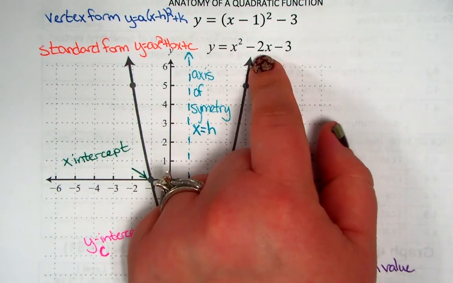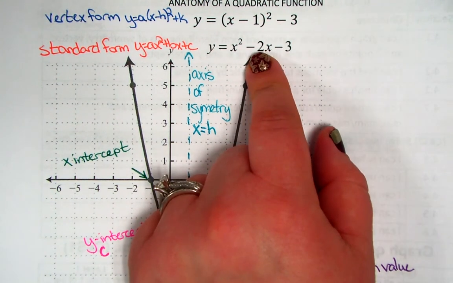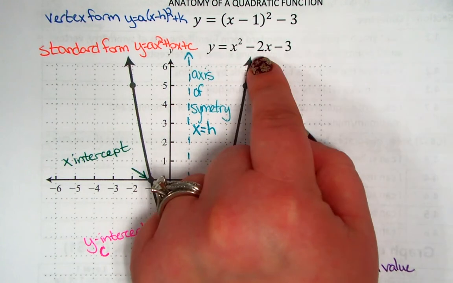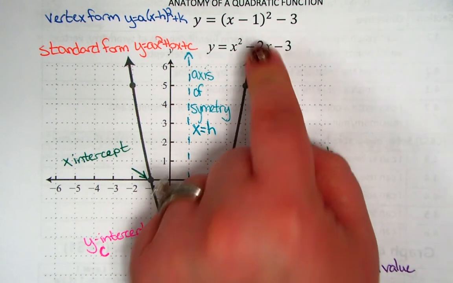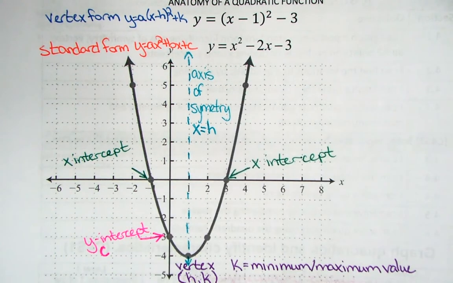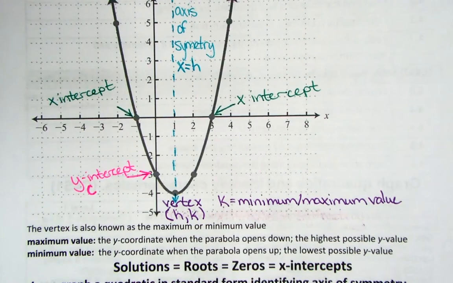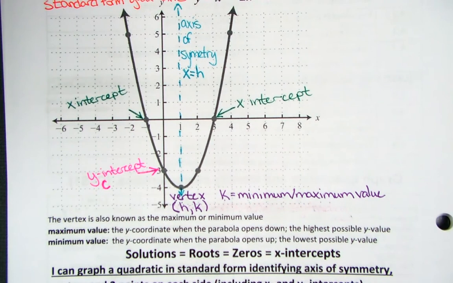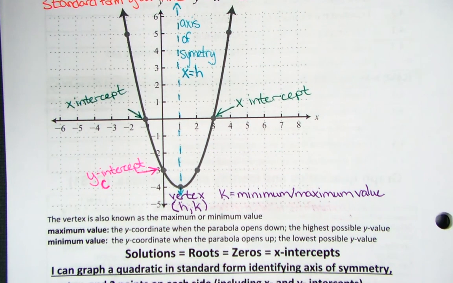Both of these equations actually give me the same graph. One is just written in vertex form, and one is written in standard form. So let's actually look at what that graph would be for those equations and identify those key points on there that we'll have to identify later.